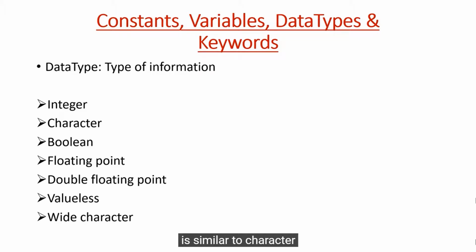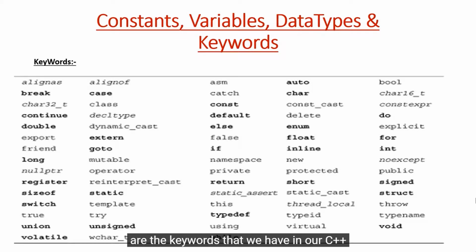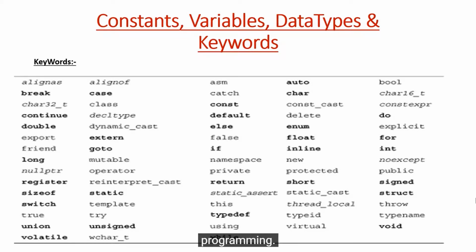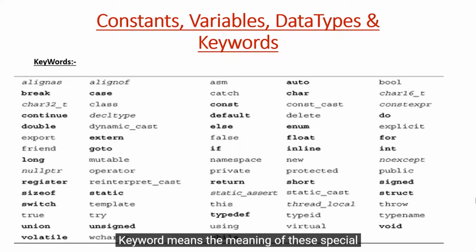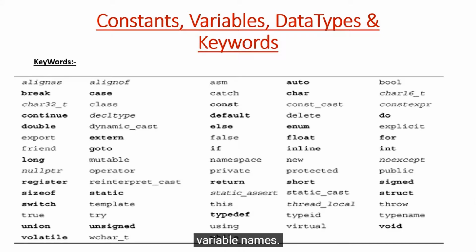This is similar to character data type, but the range is more, like double floating point. Now let's understand keywords. So these are the keywords that we have in our C++ programming. Keyword means the meaning of the special words are known by the compiler since earlier. And these keywords can't be used as variable names.